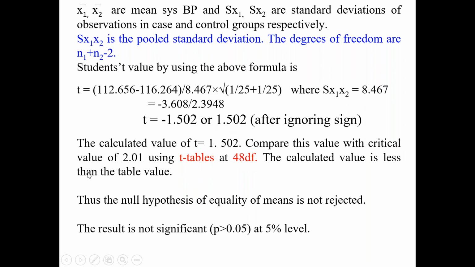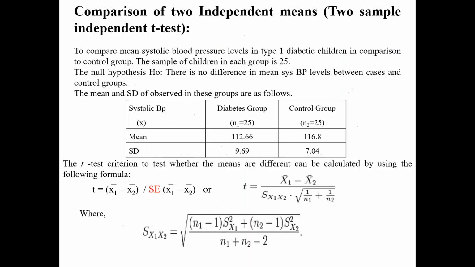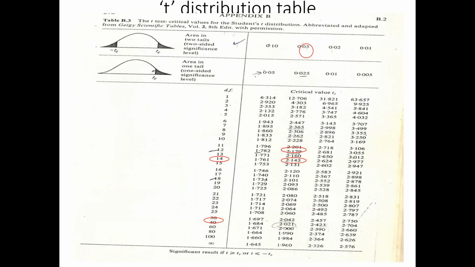Now 1.5 is lying on the left hand side of this one, 2.01. So I just give you the t distribution table here. At a degree of freedom of 48, how much is the critical level at p value 0.05? Now you can look at this 40 and 60. The nearest one is 40, so take that 40. So 2.02 is the critical level, and your observed value is 1.5.